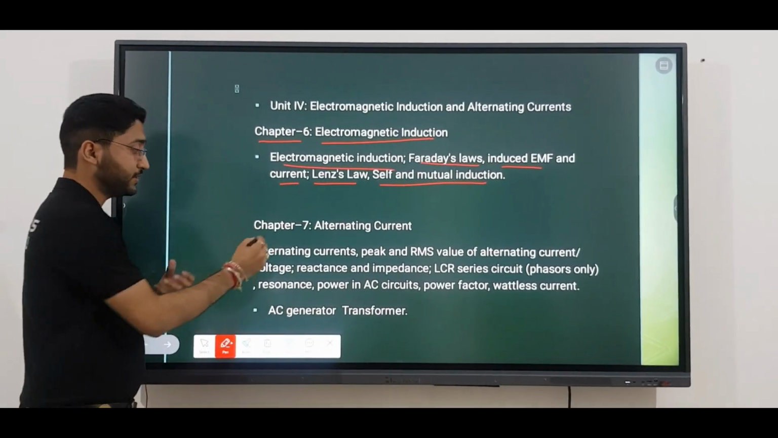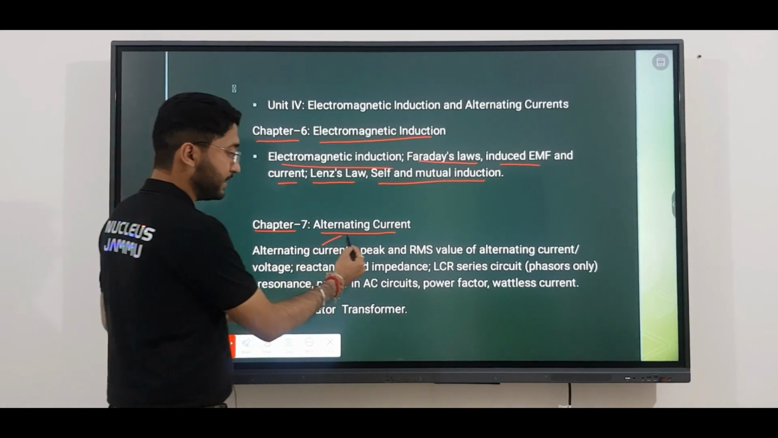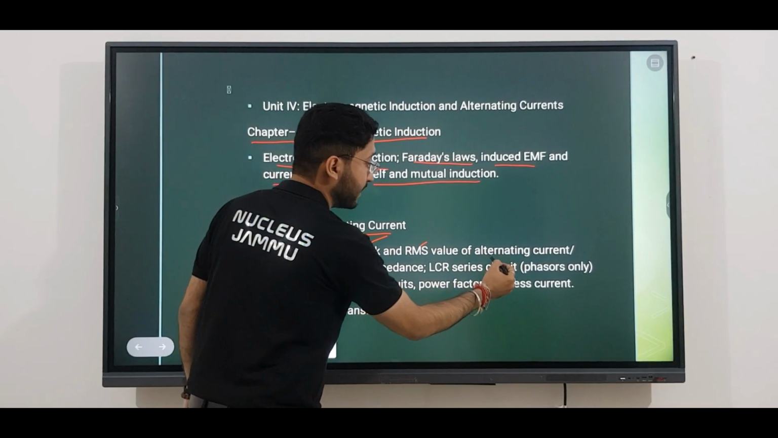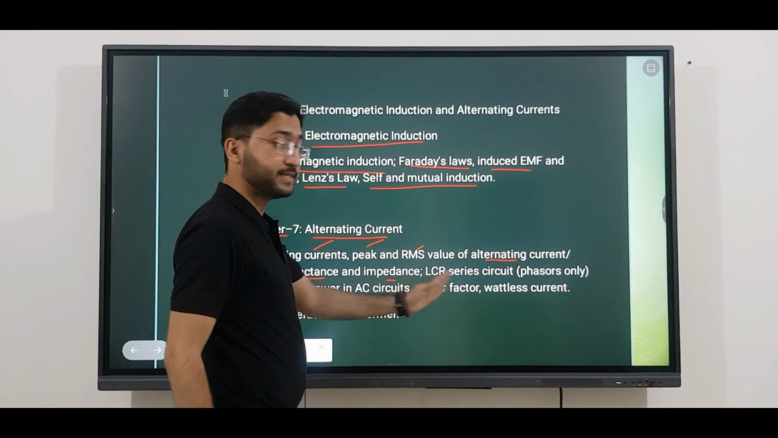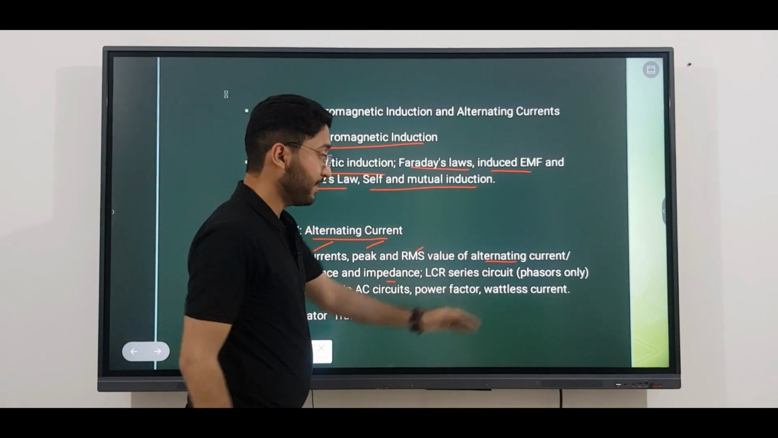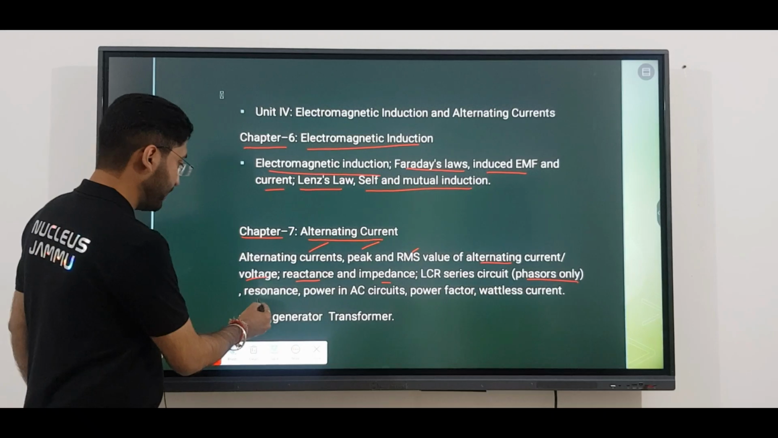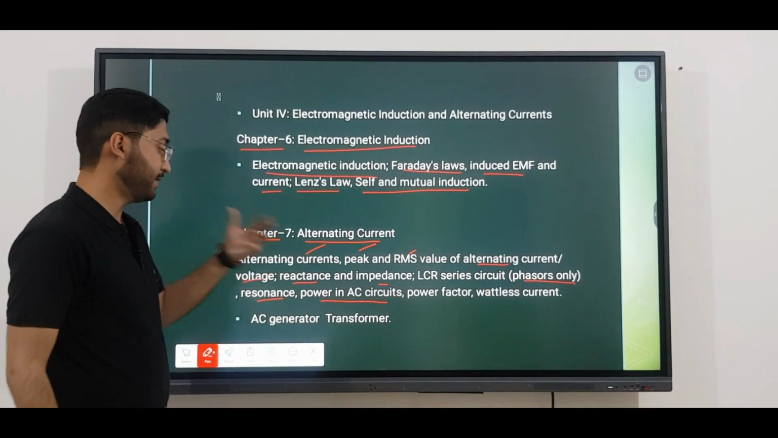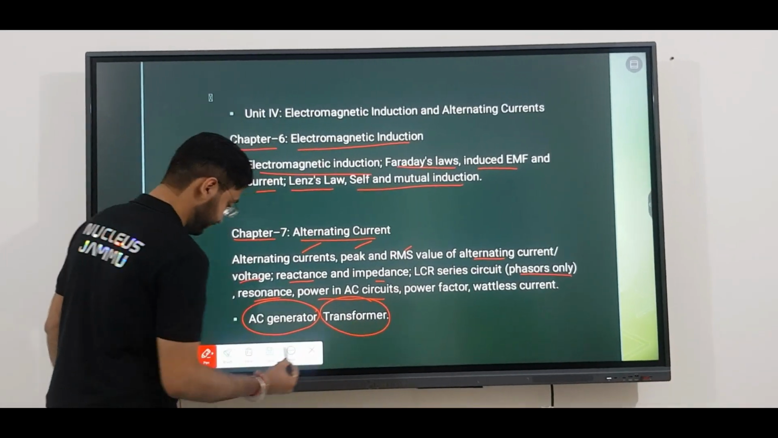And now Chapter 7, Alternating Current. In alternating current you have to study peak and RMS (root mean square) value of the alternating current and voltage, reactance, impedance, LCR series circuit. You have to study only phasors. Resonance, power in an AC circuit, power factor, wattless current from the alternating current. AC generator is very important, transformer is also very important.